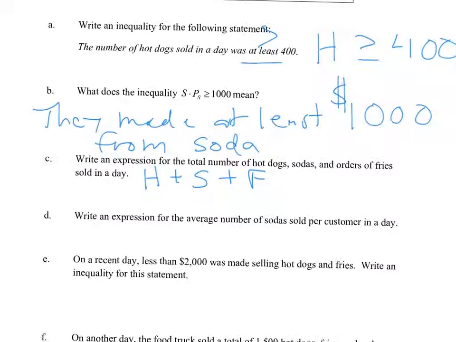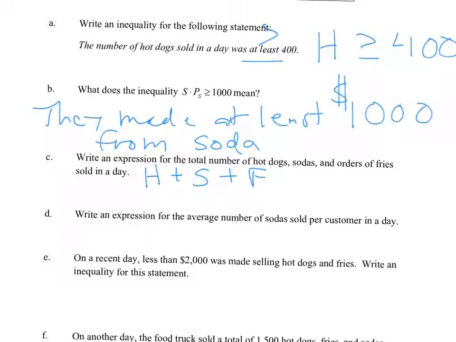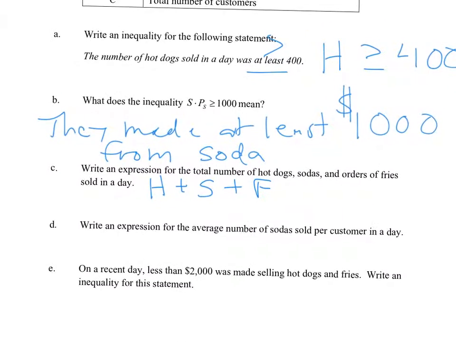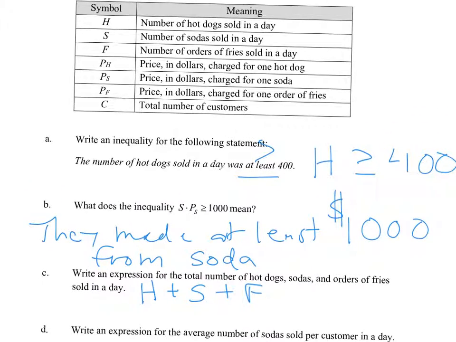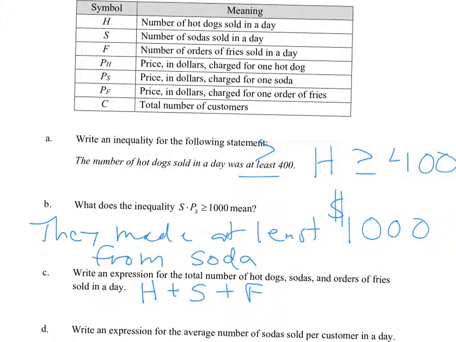It says, write an expression for the average number of sodas sold per customer in a day. So I need to know that the number of sodas is S. The total number of customers is C. If I take the number of sodas sold in a day and divide it by how many customers we have, I'll find out about how many sodas each customer purchased. So the answer is going to be S over C. S divided by C.